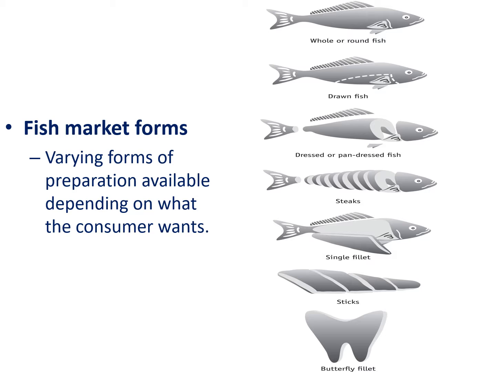You might also see single fillets where the entire side of the fish is removed. The skin may be on or off, and those fillets may be further cut into smaller steaks. And then there's also a butterfly fillet, which is a different cut. So these are all the different types that you might see in the store, but again, everything from the drawn fish down are the ones that we see most commonly in the grocery store.